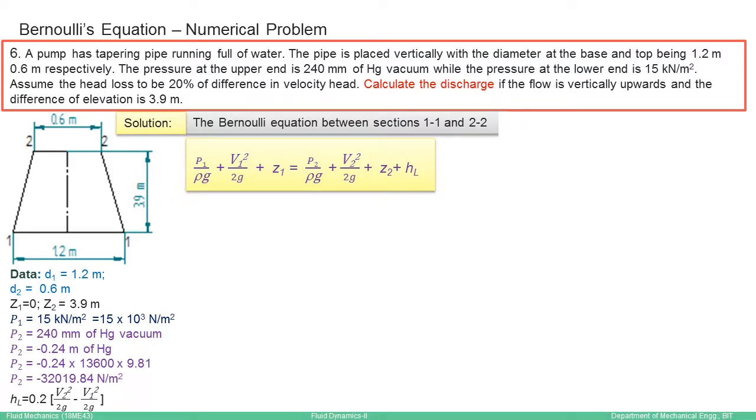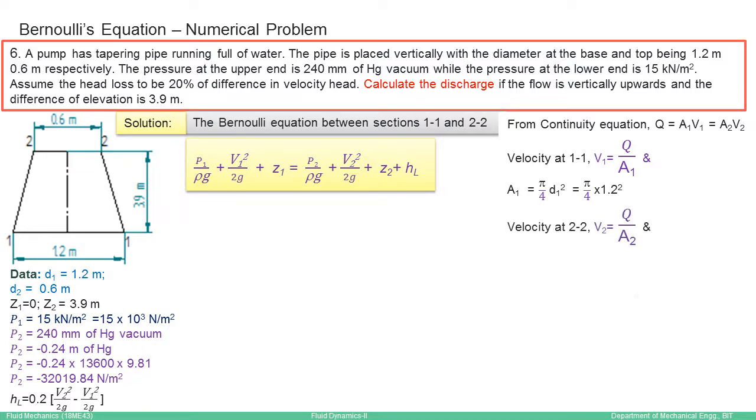Bernoulli's equation between sections 1 and 2 for a real flow is p1 by rho g plus v1 square by 2g plus z1 is equal to p2 by rho g plus v2 square by 2g plus z2 plus hl, that is the loss of head. And we also know the continuity equation, Q is equal to a1 v1 is equal to a2 v2, from which, since the diameters are given, we can find out this a1 by a2.